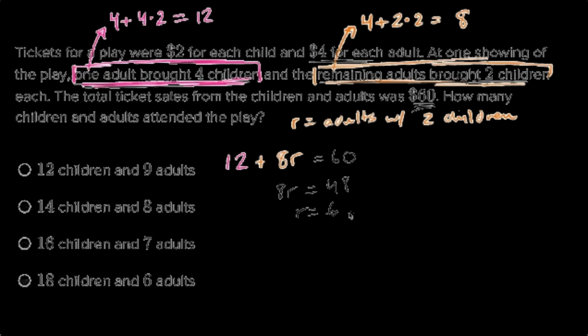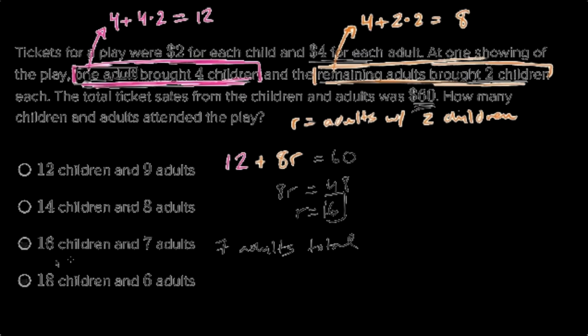So we want to be very careful. You might say, oh, okay, there were 6 adults. But these are just the adults with 2 children. There's 6 adults with 2 children, but there's another adult who brought 4 children. So there's a total of 7 adults. 7 adults total. Pardon my handwriting.